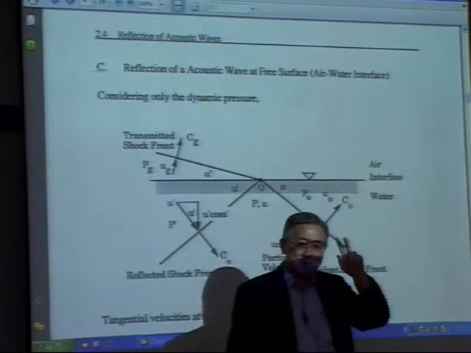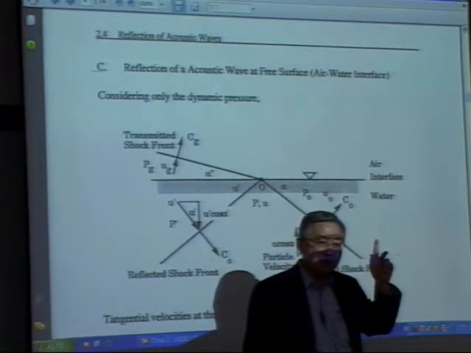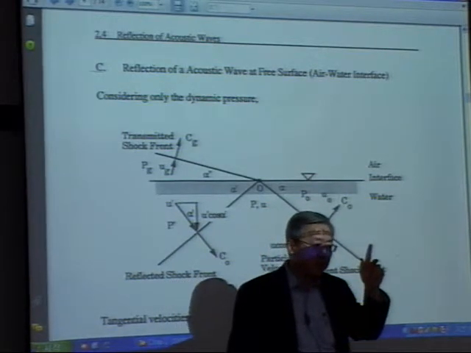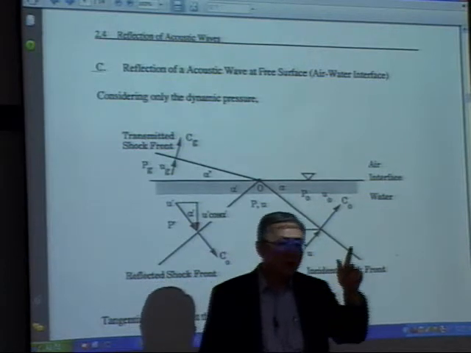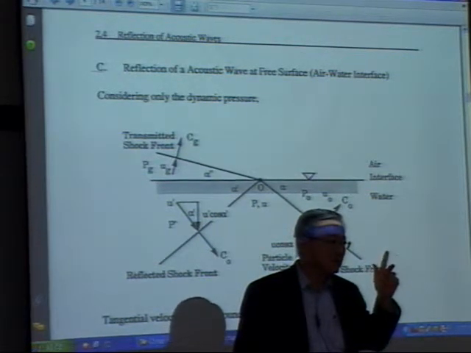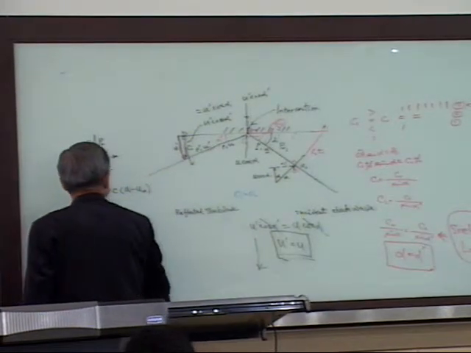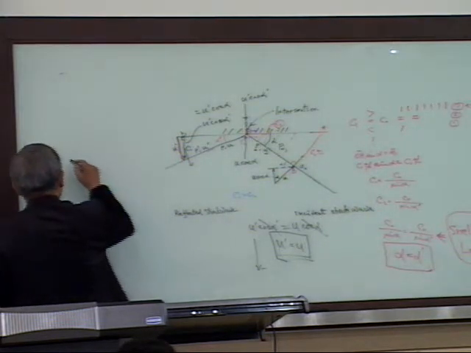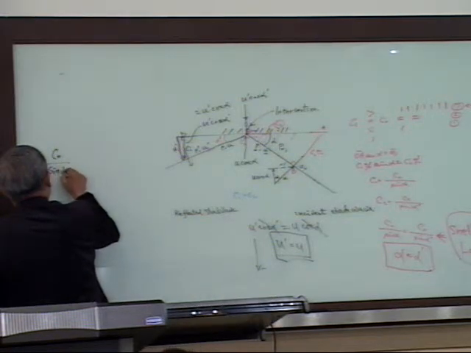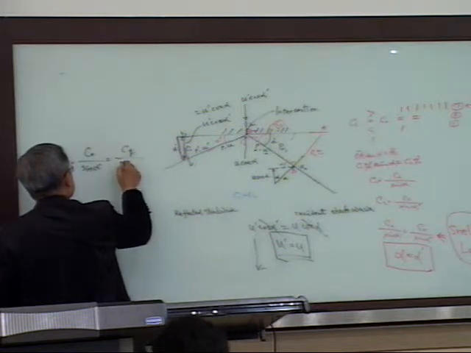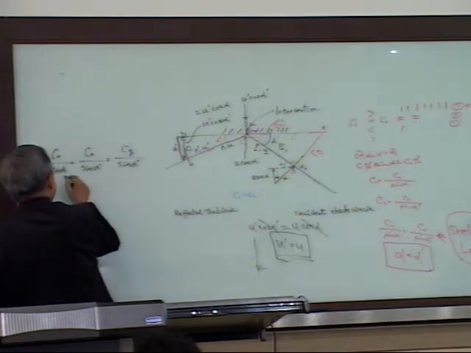So C1 is C naught over sine alpha. C2 is C naught over sine alpha prime. C3 is equal to, what? CG over sine alpha double prime. That's what the general Snell's law is. That's about it. Then apply it to shock problems. So C naught over sine alpha, C naught over sine alpha prime, CG over sine alpha double prime. This alpha is the same.